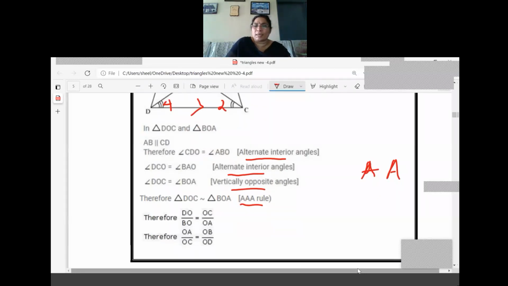What is the result here? DO by BO equal to OC by OA. Only two we have written, one more side is there, that also we can write. What is the remaining side? DC by BA. That I have not written because it's not required there. Understood? When we are having the similarity, DO we have written, the same order we should write, and OC we have written, then OA we should write, right?